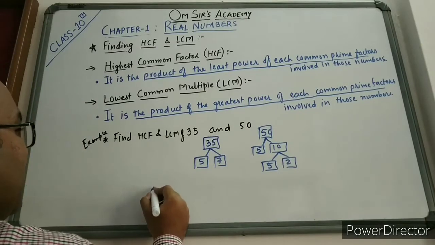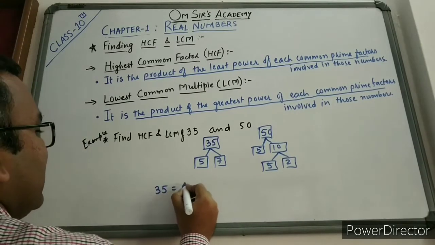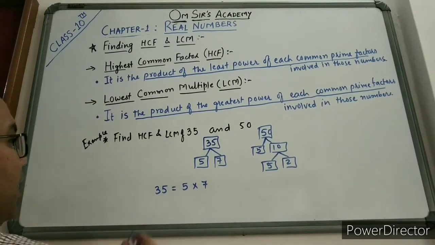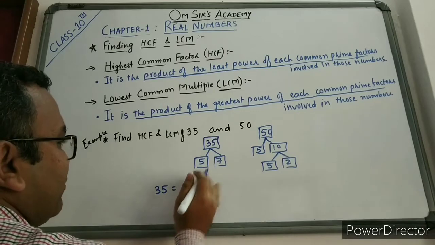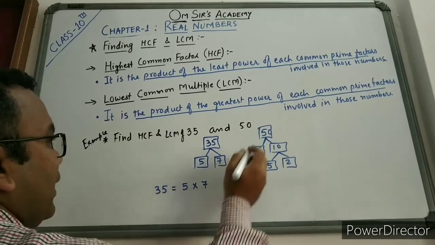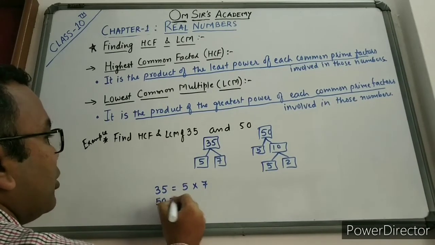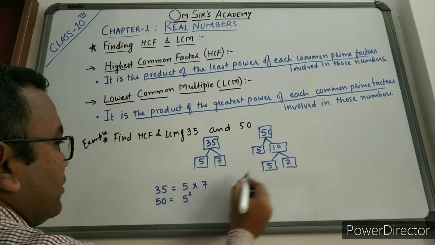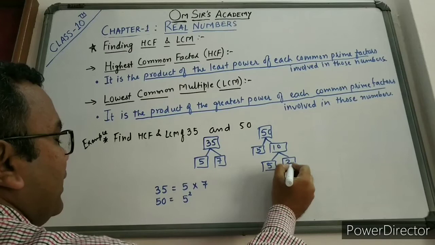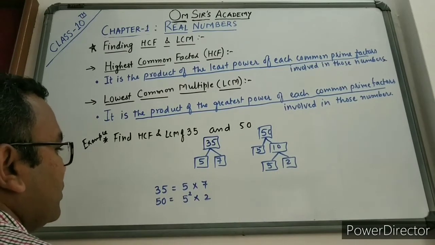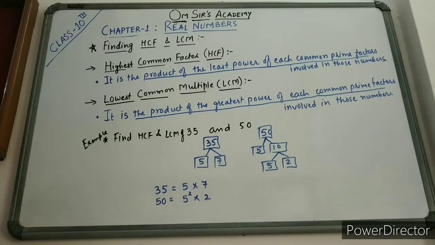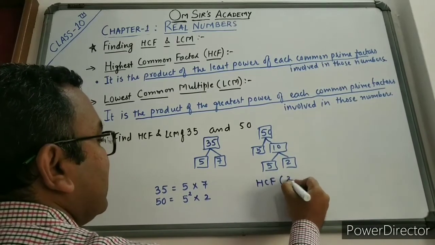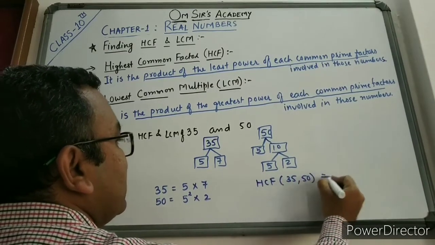So what are the prime factors of 35? 35 is written as 5 into 7. In order of primes, 5 comes first, so 5 into 7. And 50 is written as 5 into 5 into 2, that is 5 square, there are two 5s, into 2. Is it clear?